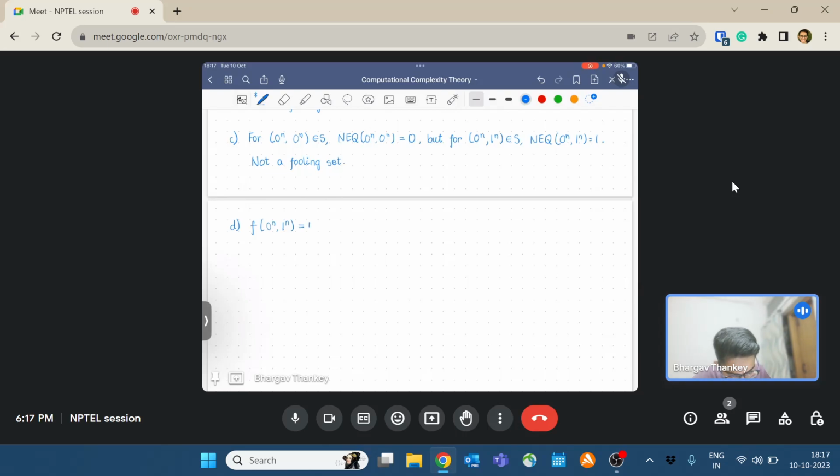So both the strings are different. So this is 1. So the first condition is satisfied. And what about the second condition? The second condition holds for all pairs.